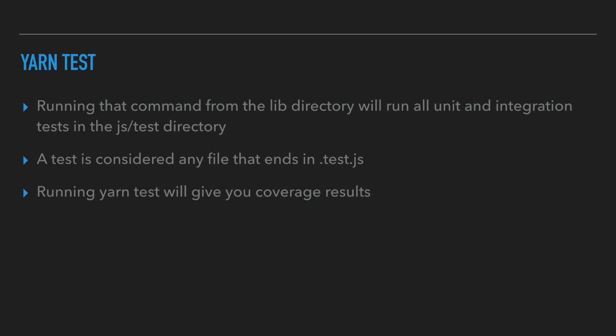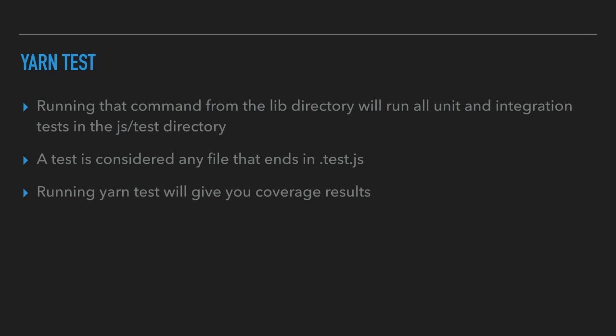The main command is just yarn test from the lib directory, and that will run our full test suite. By default, it just runs unit tests. There's a thing called end-to-end tests, but they're a little too slow to run by default, so I can show you later how to run them specifically. A test in this case is anything that resides in the JS/test directory where the file name ends in .test.js.